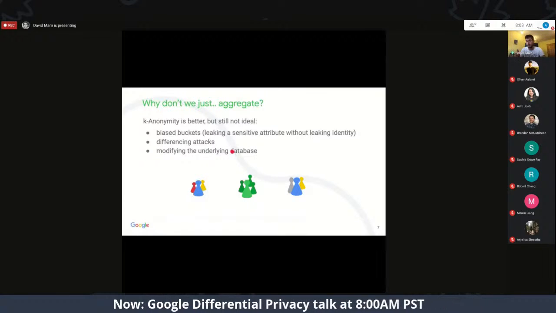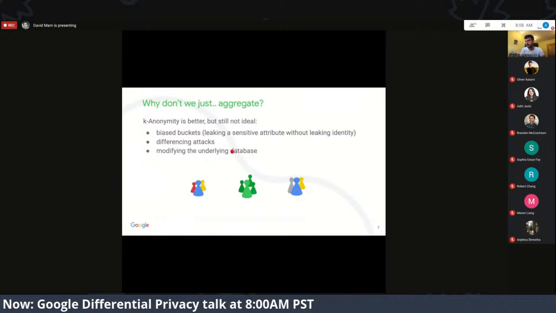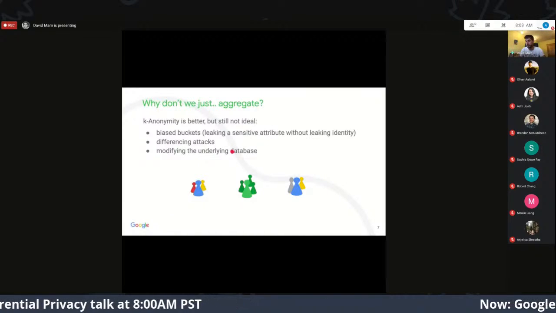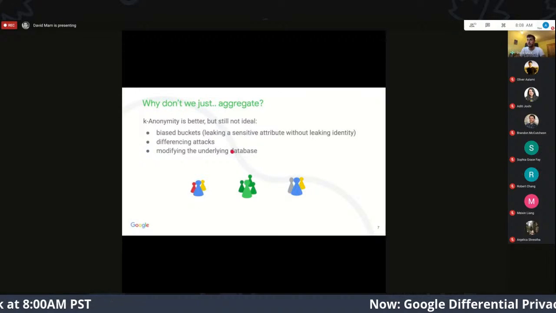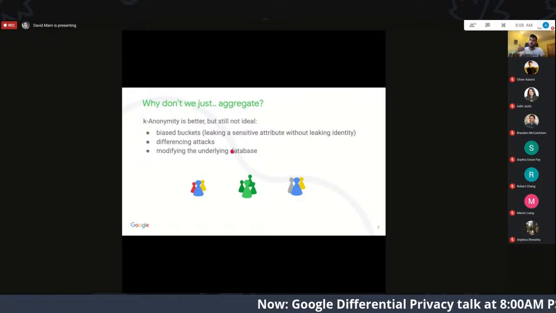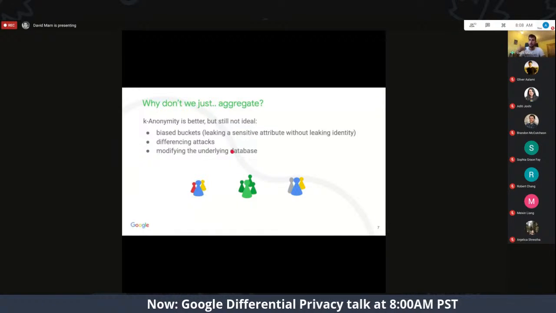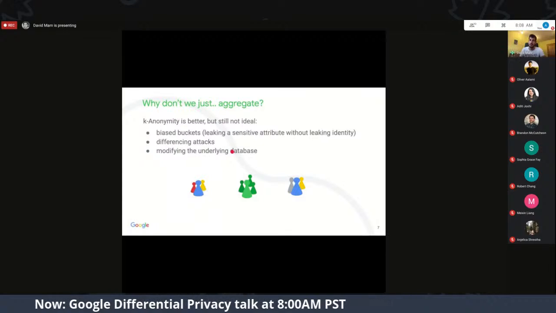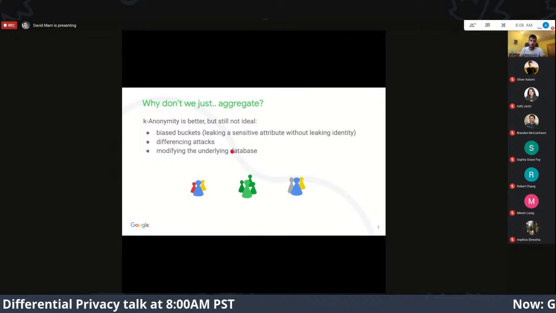And this, again, seems very impractical in real-life scenarios, but as soon as you're dealing with computer systems, with databases that you can query almost immediately, these differencing attacks can become very, very problematic.